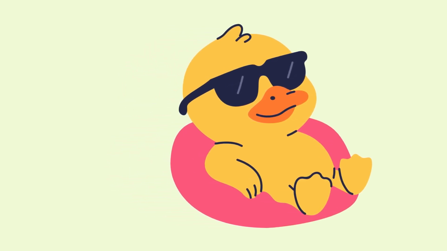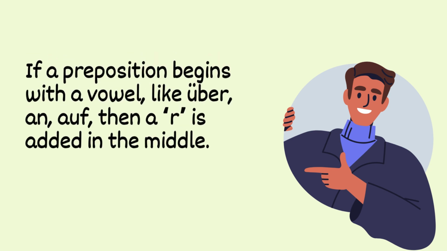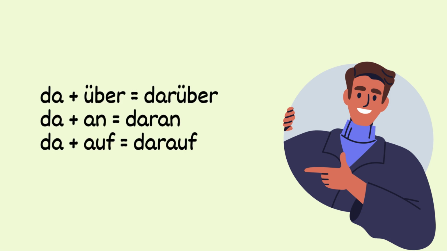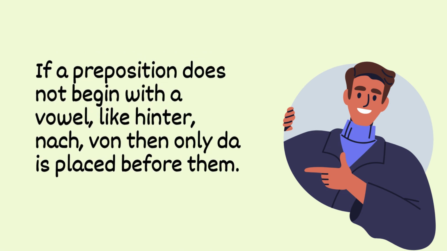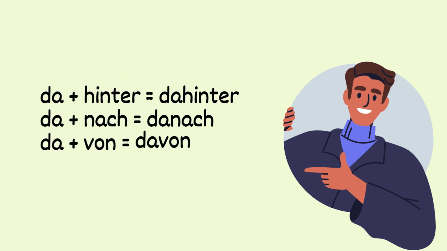I'll tell you how. These words are a combination of da and a preposition. If the preposition begins with a vowel, like über, an, auf, etc., then an r is added in between to make the pronunciation smooth. Darüber, daran, darauf, yeah? And if the preposition does not begin with a vowel, like hinter, nach, von, then only da is placed before it. For example, dahinter, danach, davon, etc.